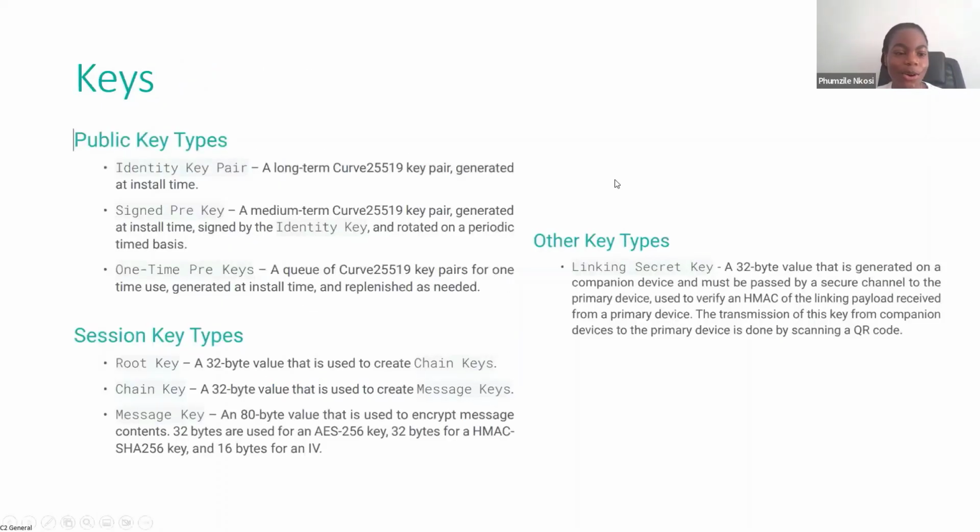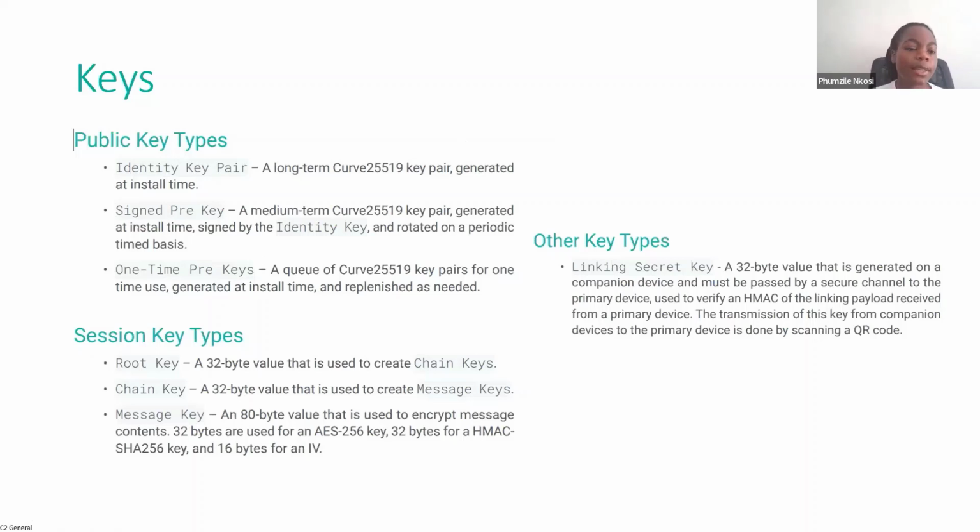Before we touch on WhatsApp features and their encryption, I would like us to touch on these interesting keys that are crucial in achieving this security and encryption. So we have the public key types, which consist of the identity key, which is a long-term Curve25519 key pair that is generated at install time. Curve25519 means that the key was derived using the Diffie-Hellman Curve25519 function.